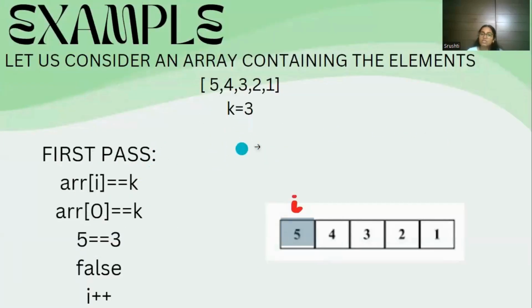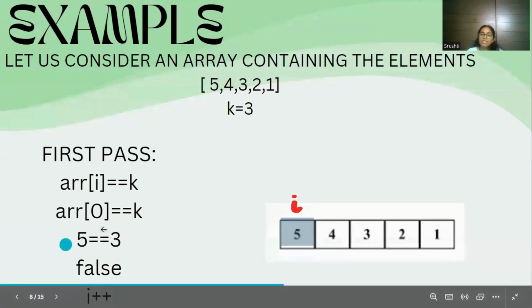Since 0 is smaller than 5, it is true. Next, we have to make sure if the array of i is equal to k. K is 3. Array of 0 is equal to k, that is 5 is equal to k. Since the element present in A of 0 is not equal to 3, that is 5 is not equal to 3, it becomes false. Therefore, the value of i is incremented by 1.